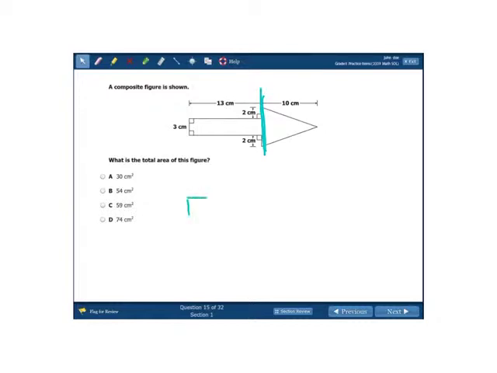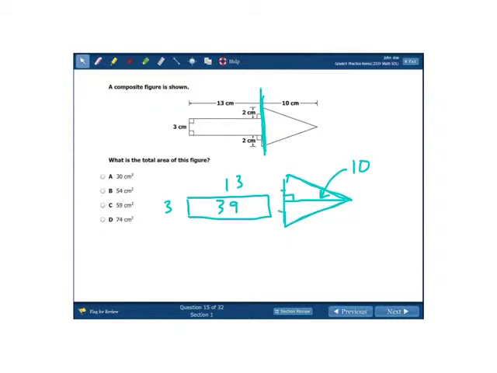So our rectangle is 3 by 13, and that's easy, that's 39, multiplying length times width. Our triangle is a little bit tougher. We know its height. Its height is 10 right here. And its base, there's the 3 in the middle, and then 2 on either side. So 2 plus 3 plus 2 is 5, 6, 7, 8. So 1/2 times base times height. Half of 8 is 4, and 4 times 10 is 40.